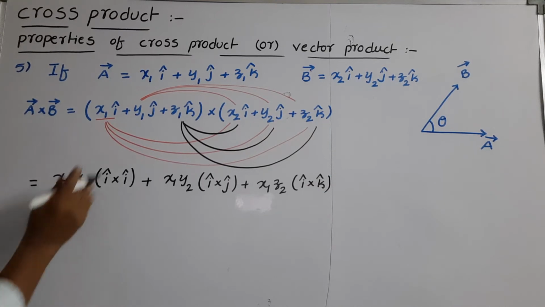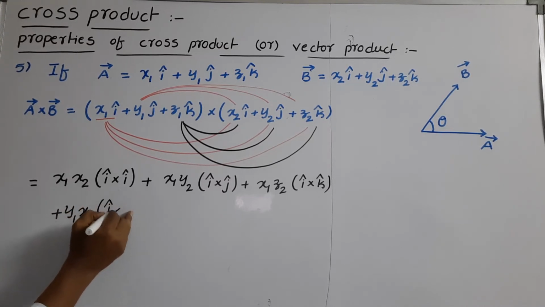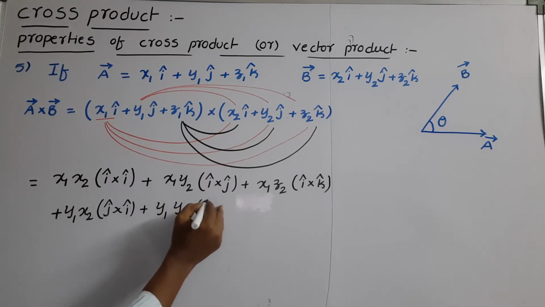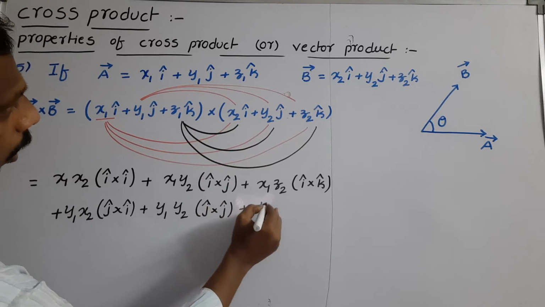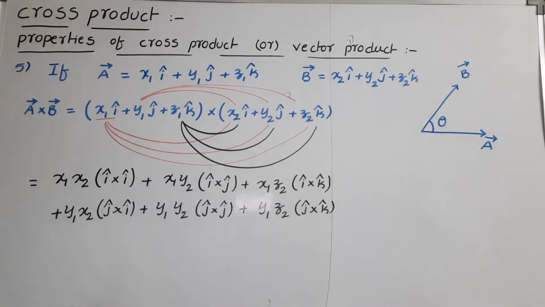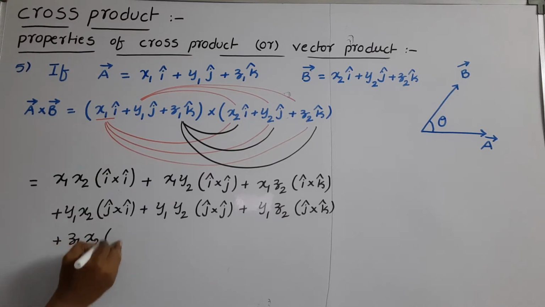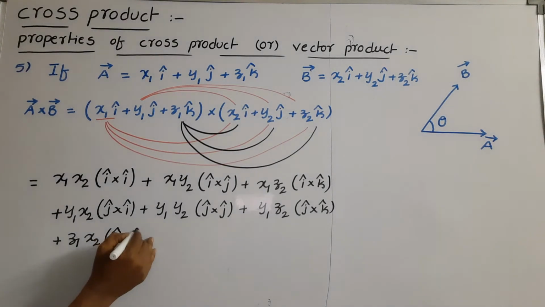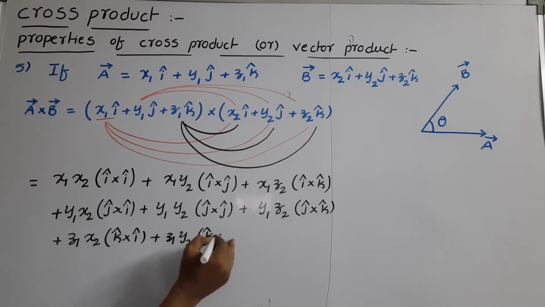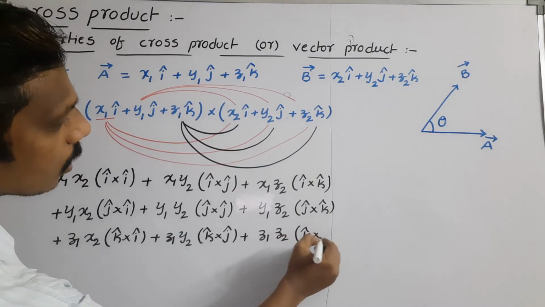Next, plus y1 into x2 j cross i, plus y1 into y2 j cross j, plus y1 into z2 j cross k, plus z1 into x2 k cross i, plus z1 into y2 k cross j, plus z1 z2 into k cross k.